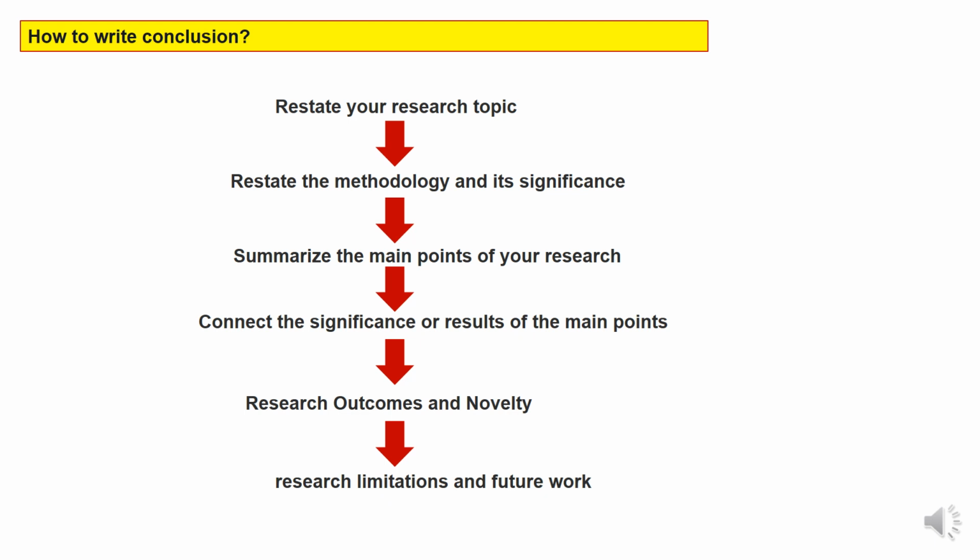And now you have to write the quantitative analysis of your results, and then what are the research outcomes and novelty of your research. Finally, you have to write the limitations, what are the drawbacks of your research, and also specify one or two lines of future works of your research. So this is a way to write a good conclusion for an IEEE conference paper.